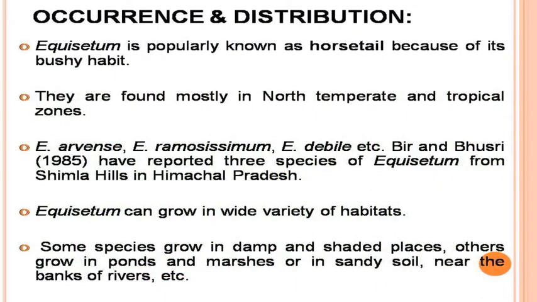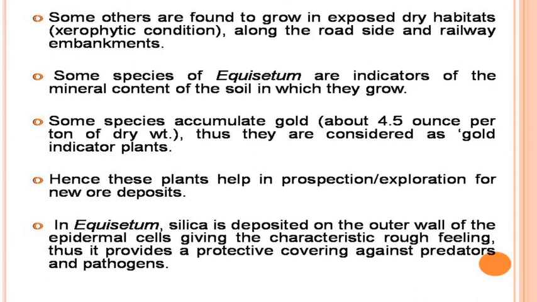So now we talk about the occurrence and distribution. This is mostly found in temperate, north temperate and tropical zones. It mainly grows in damp and shaded places. Others can grow in ponds and marshes also. Then some of the species are found in dry habitats, that is xerophytic conditions, along the roadsides and railway embankments. Thus it shows both hydrophytic as well as xerophytic characters.